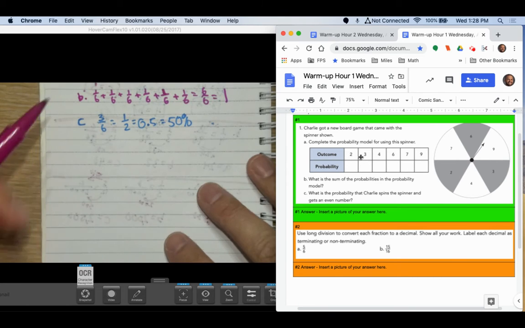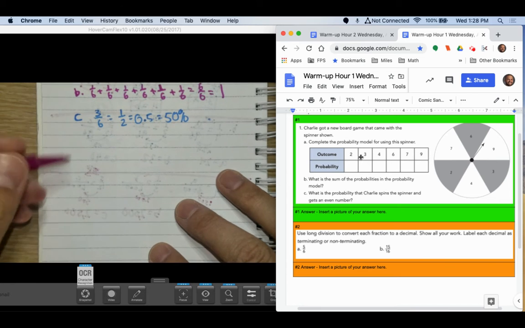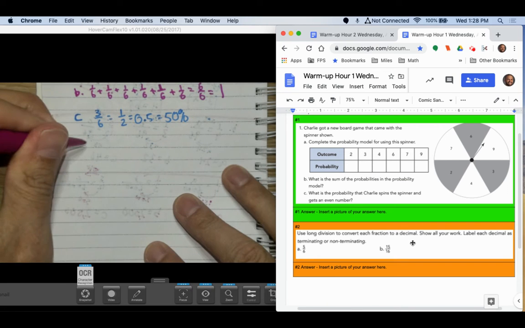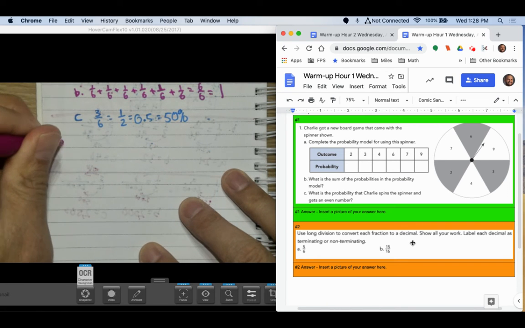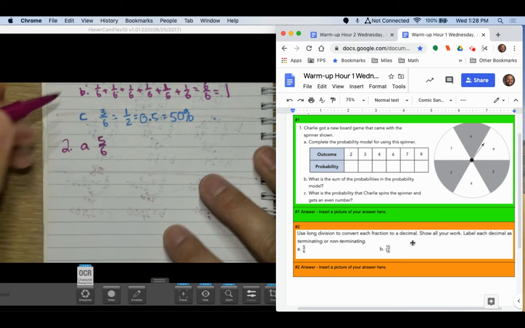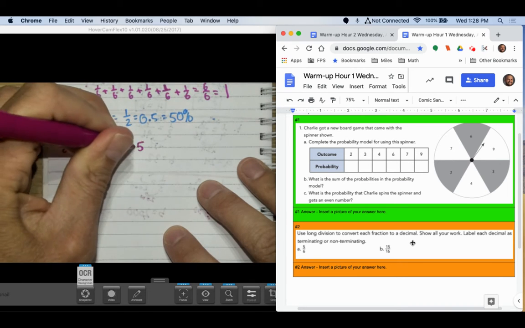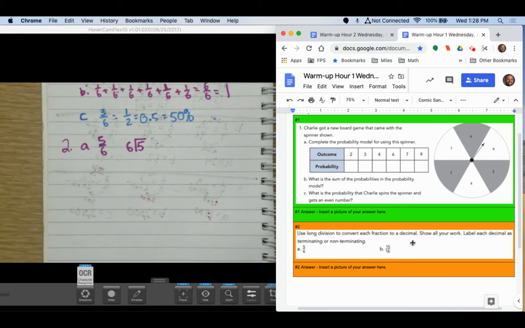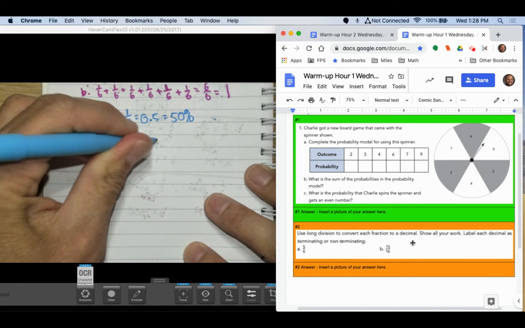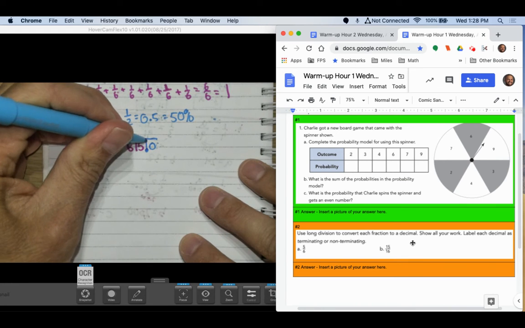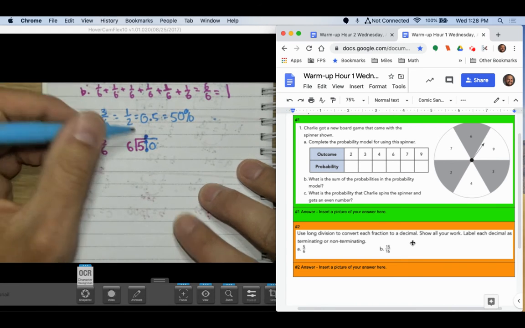Number 2: use long division to convert each fraction to a decimal. Show all your work. Label each decimal as terminating or non-terminating. For part A, we have 5/6. Every fraction is a division. Every division is a fraction. Numerator divided by denominator. 6 can't go into 5, so I add the decimal point and add a 0 because 5.0 is the same as 5.